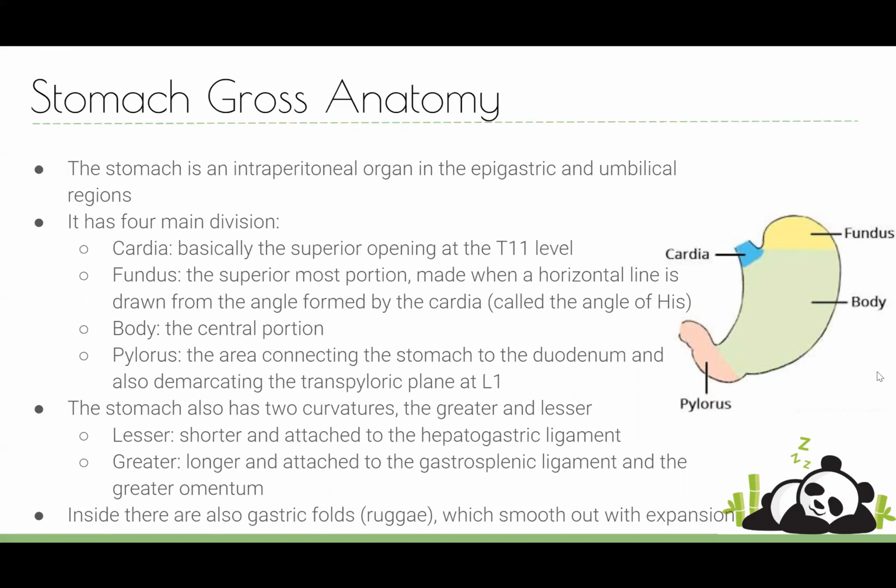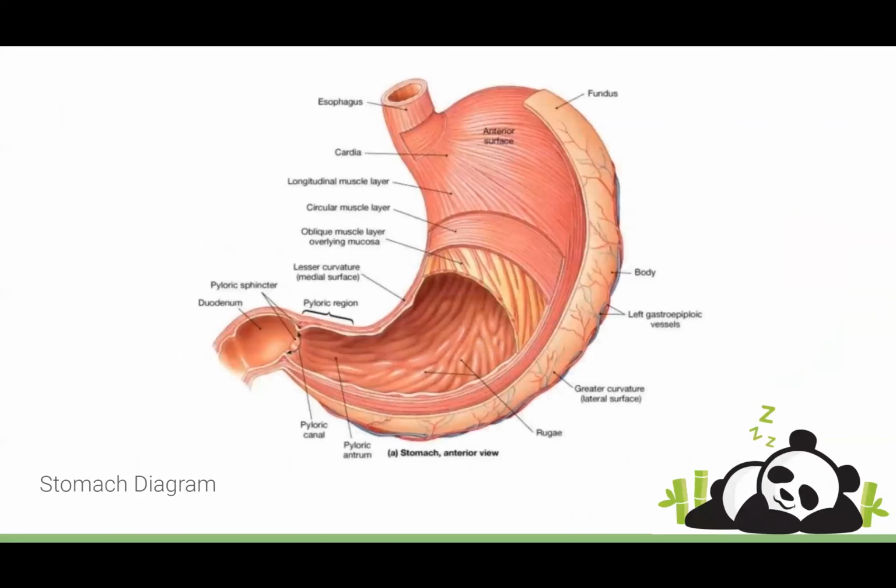The stomach also has two curves, the greater and lesser curvature. So if you were wondering what I was talking about with two curvatures earlier, that's what I meant. And they have different connection points to it. There are also gastric folds within them called rugae. That's why the inside of the stomach looks so bumpy. It's there so it can expand, and will smooth out when the stomach expands to meet the demand of eating.